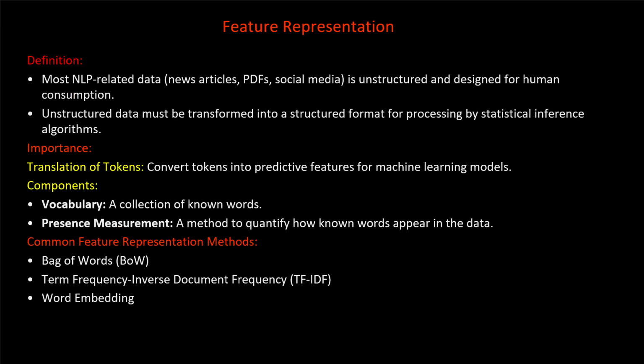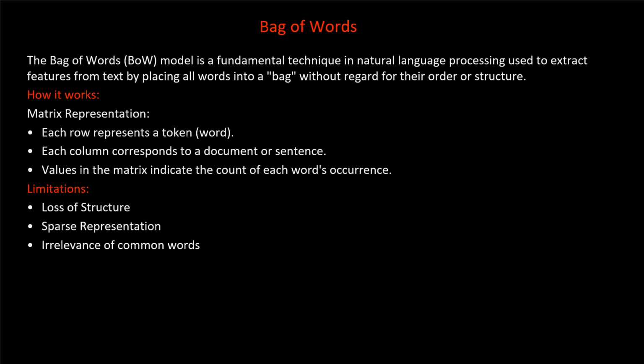Lastly, we have feature representation. Once the text is pre-processed, we move on to feature representation. Here we transform the text into a numerical format that machine learning models can interpret. A simple method is the bag of words model, where we count the frequency of each word in a document, although this method doesn't account for word order.